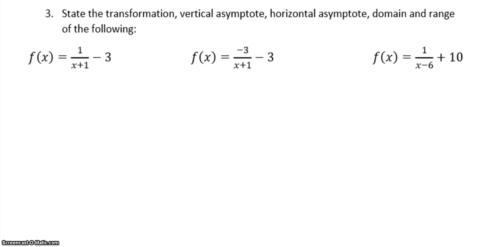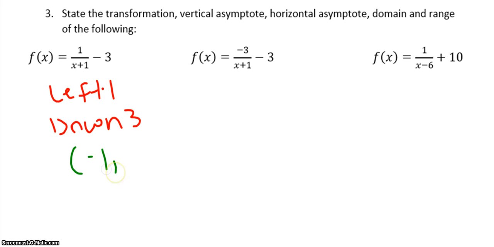Alright, next one. State the transformation, vertical asymptote, horizontal asymptote, domain, range of the following. So this is back to using our hk rules. So the first one, f of x equals 1 over x plus 1 minus 3 on the outside. The plus 1 down low is going to say it goes with your x. X is a liar. You think it's going to go to the right, but really it's going to go to the left. So this one goes to the left 1. And then negative 3 tells me it goes down 3.